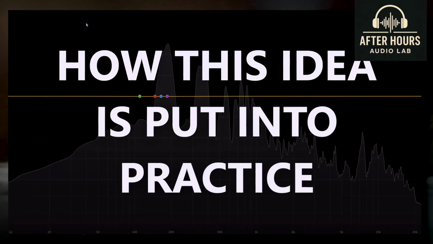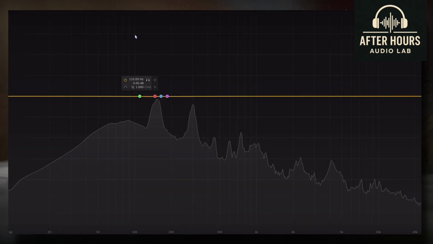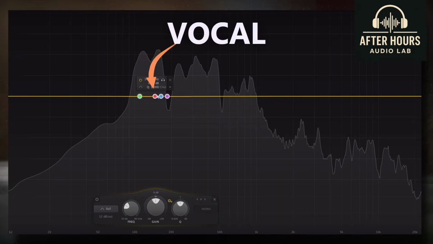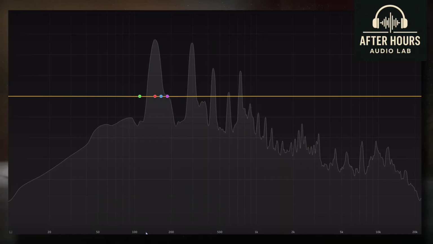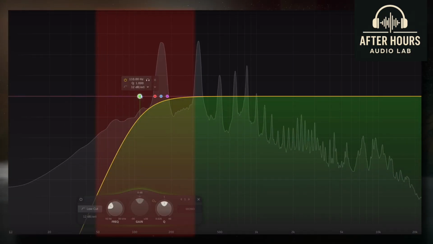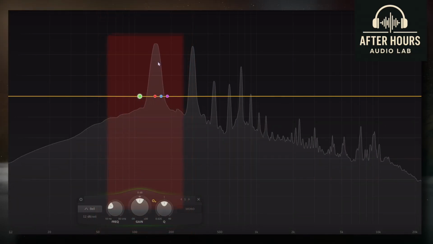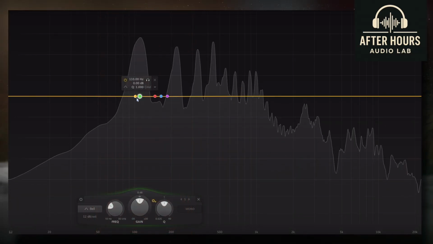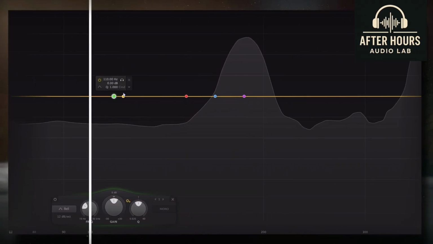So next up, let's see how this idea is put into practice, using a more complex signal like a vocal in which multiple notes are being sung. If I were using the more familiar and common idea of frequency ranges, I'd introduce a high-pass filter and set it somewhere in the low range without much of an idea as to why. But now that I know how the fundamental is the building block for the note, I can set the high-pass filter to right below the lowest frequency fundamental.